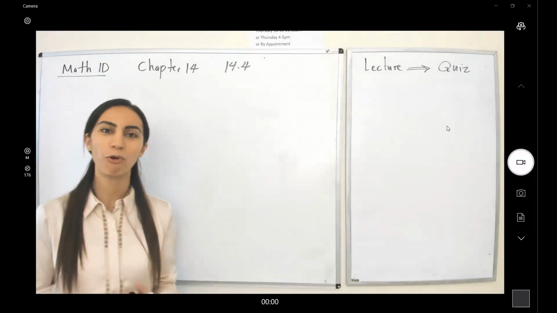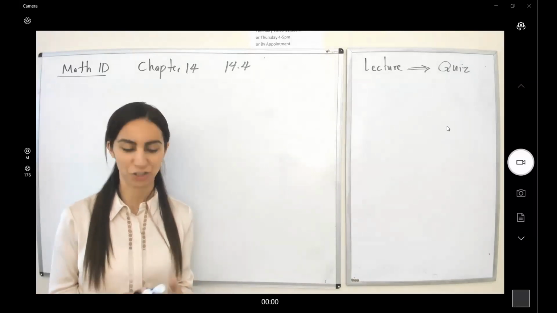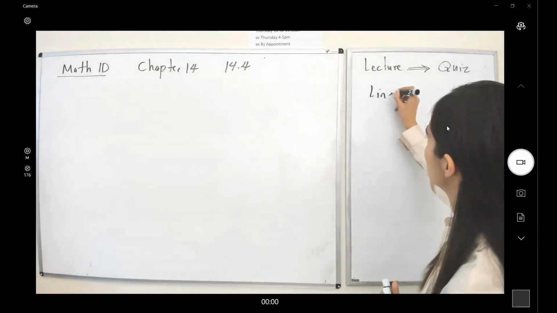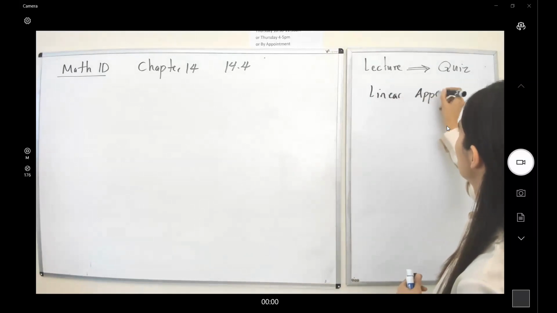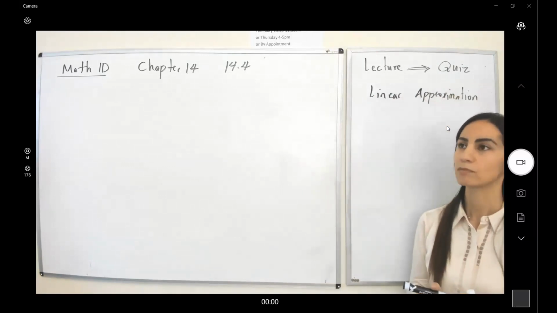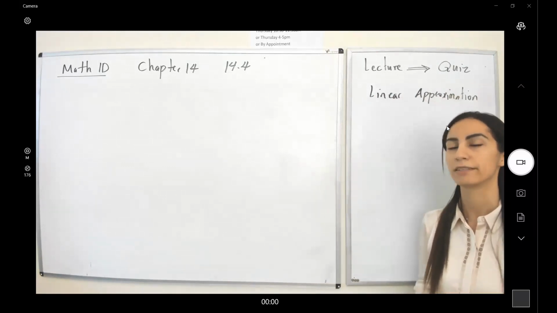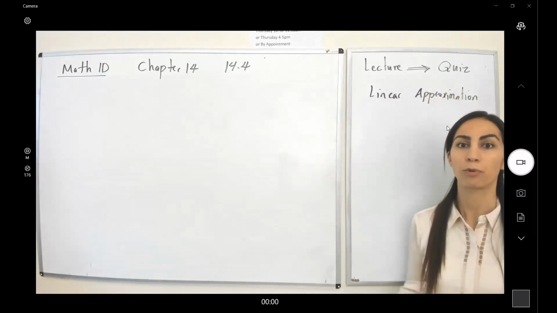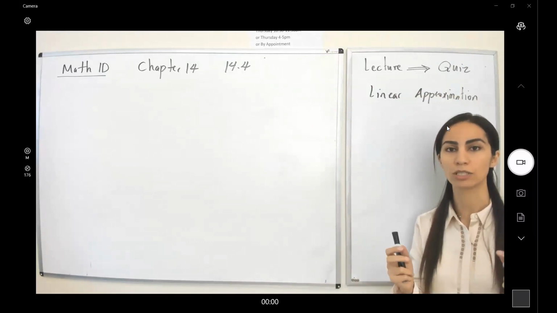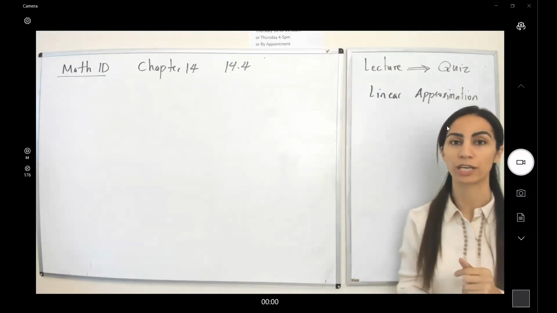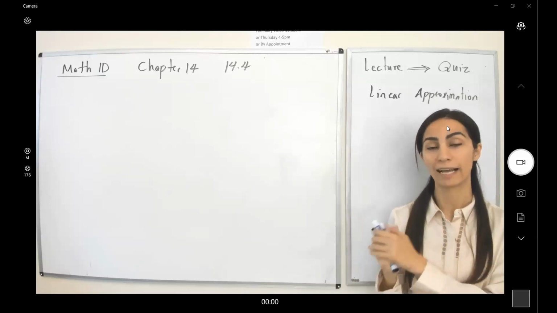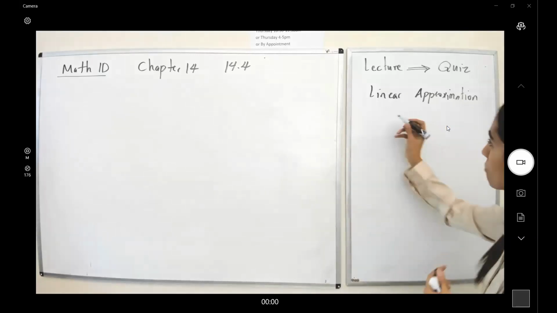Okay, 14.4 is about linearization. Why do we need linearization or linear approximation? For example, in machine learning or deep learning, we use different algorithms. Suppose you have a three-dimensional object and you're trying to project that three-dimensional object and construct a two-dimensional model for that three-dimensional object.